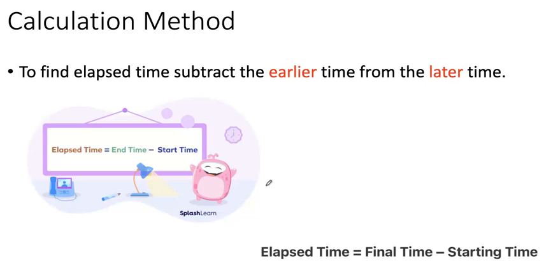The way that we are going to work on here as a class is called the calculation method. In your notes, to find elapsed time, subtract the earlier time from the later time. I would definitely try to write this: elapsed time equals the final time subtract the starting time. Whatever way your brain helps you remember what to do, make sure that you're filling in the notes and writing this down here.